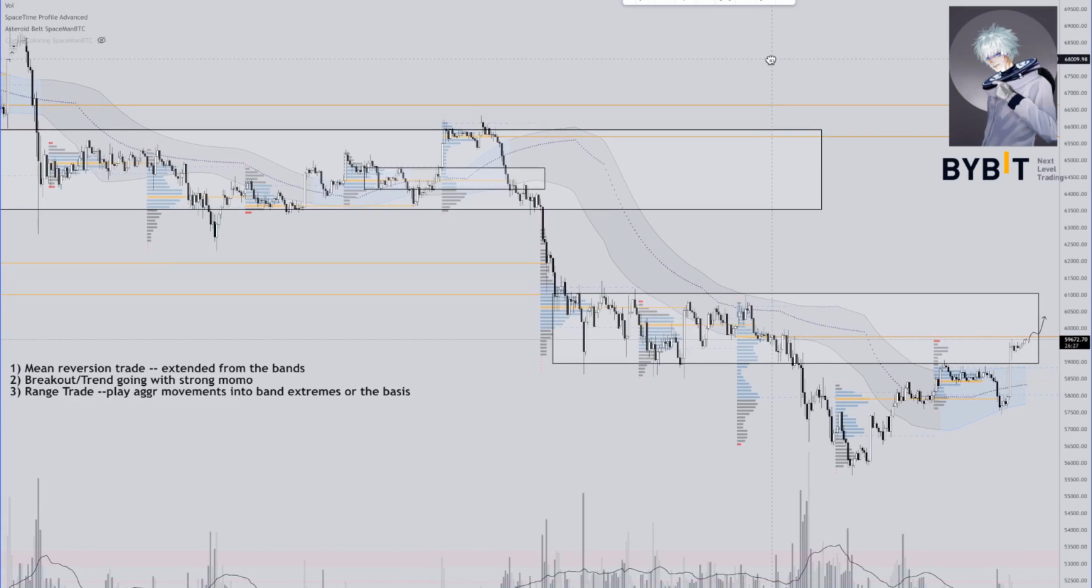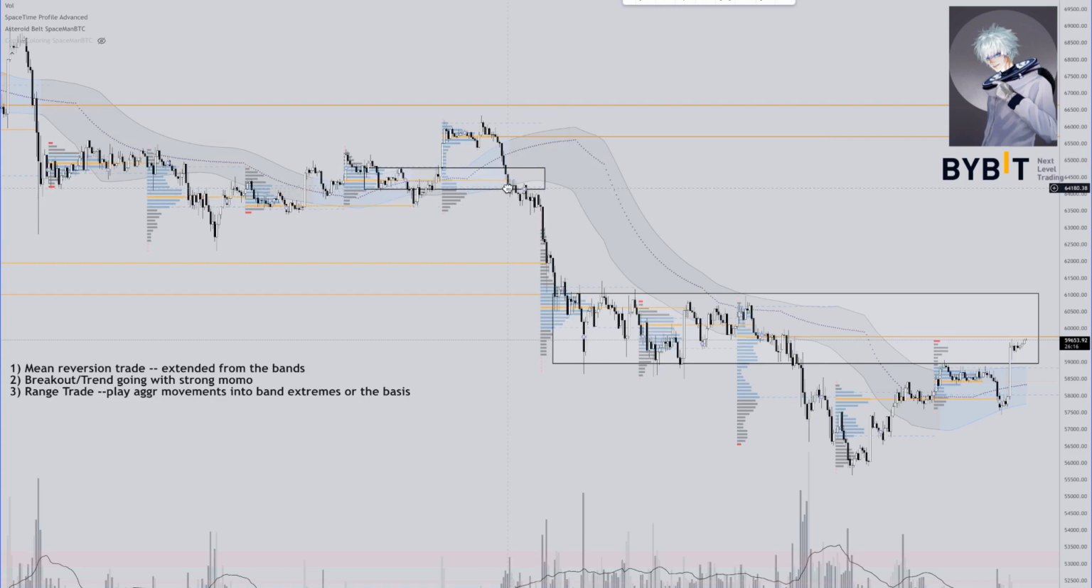Okay, so that's pretty much the three styles of trades that I would be looking to take with the bands. We can kind of look at a few different time frames here and just kind of go through the bands and look at how price reacts to them. And we'll take it from there.